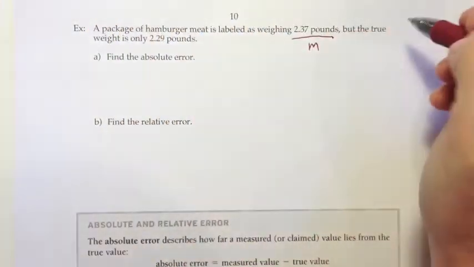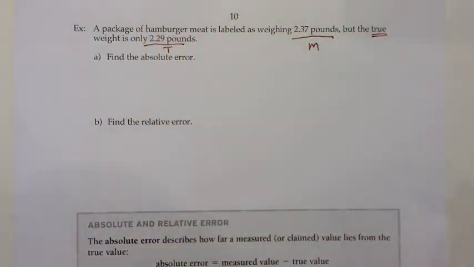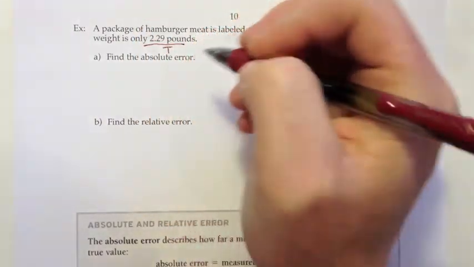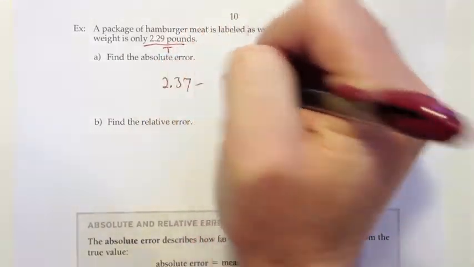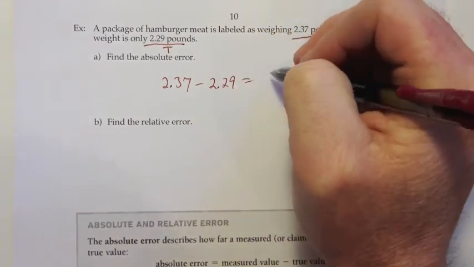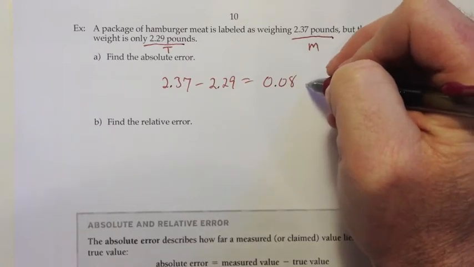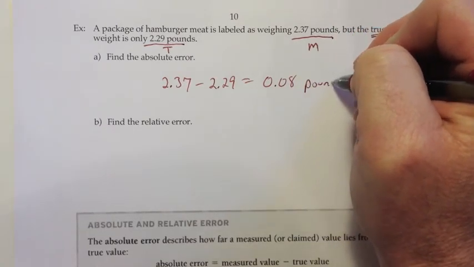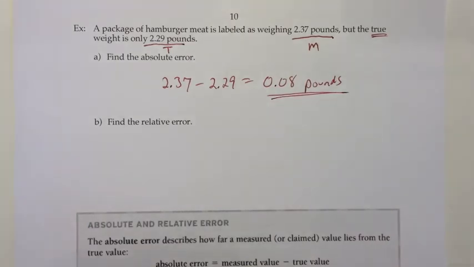And then it says the true weight right there. So the true weight is 2.29 pounds, that would be the true value. So when we do that absolute error, we want to take the measured value, 2.37 pounds, and subtract the true value, 2.29 pounds, and the difference, which looks like 0.08 pounds, would be the absolute error. So they were off by 0.08 pounds when they labeled this package of hamburger meat.